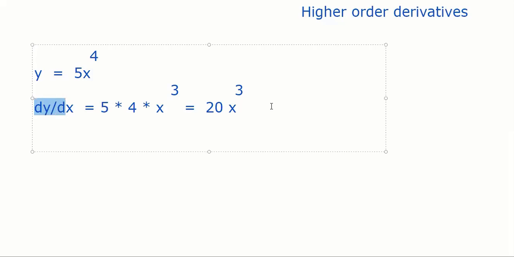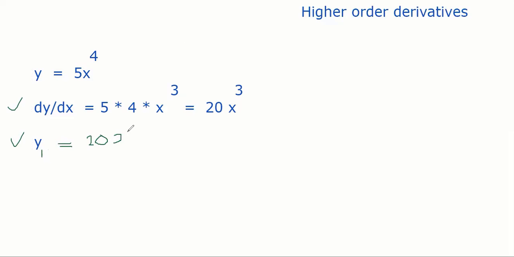You can also represent dy by dx as y1, or y dash. Either you say dy by dx or y1 or y dash. So y1 is 20x cube. That is my first order derivative.